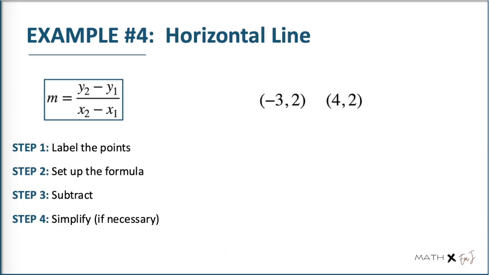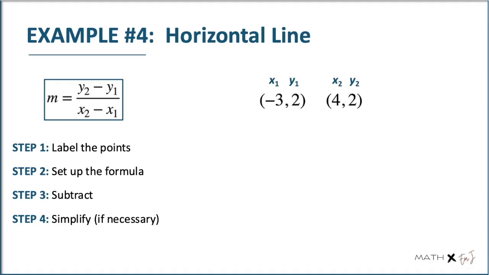Let's try another example. Before we do any math, can you spot anything about these 2 points? Notice that the y-coordinate is the same for both of these points. That means that we will have no vertical change. So we already know, before any math is done, that this is going to be a horizontal line. And if you remember from the last lesson, horizontal lines have a slope of 0. So our formula, once we've simplified, should give us 0. Let's try it out.